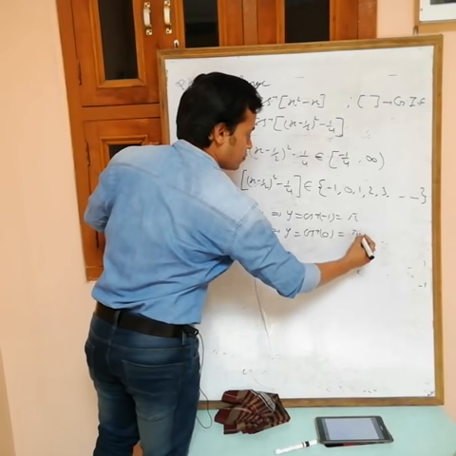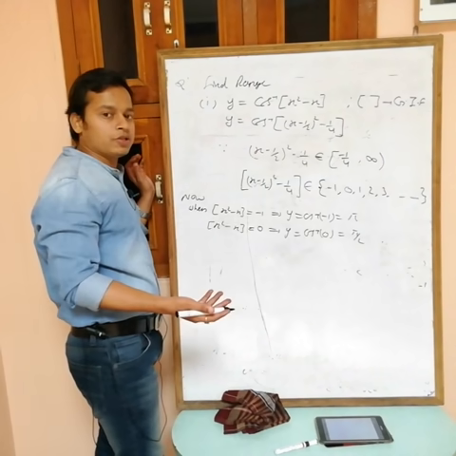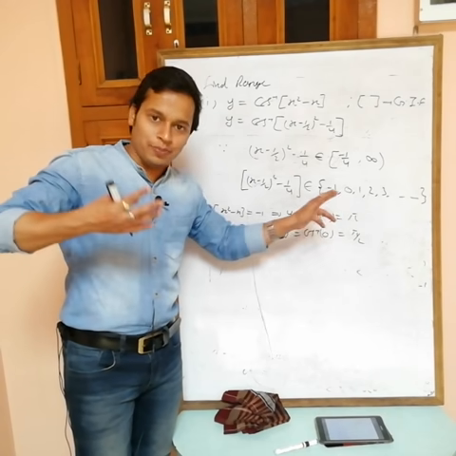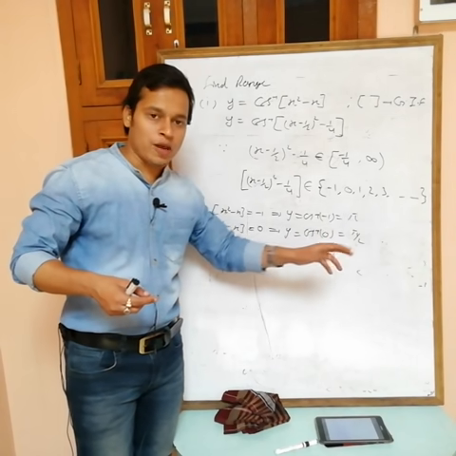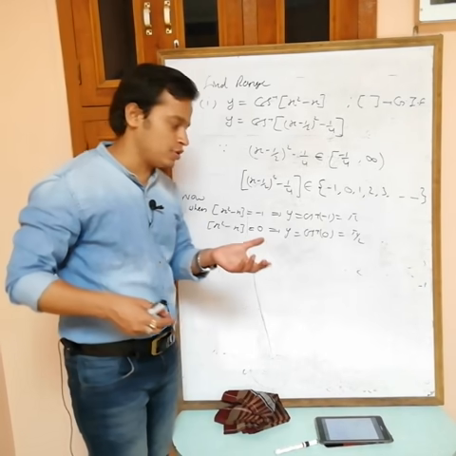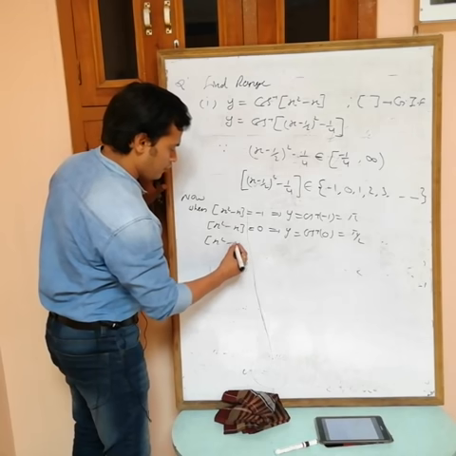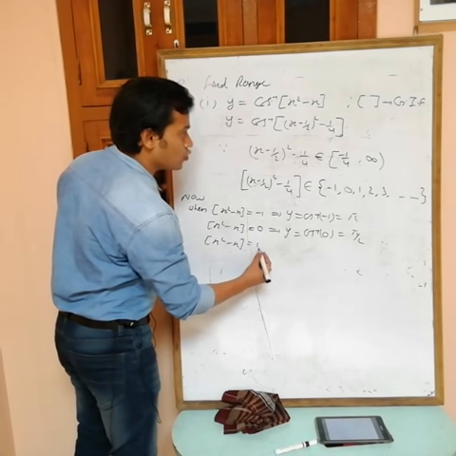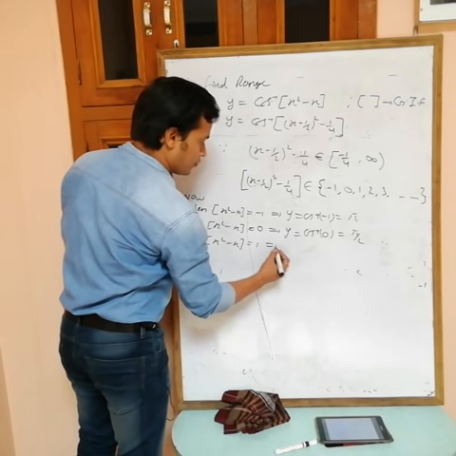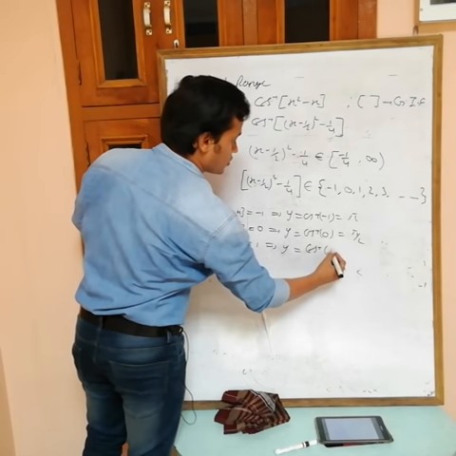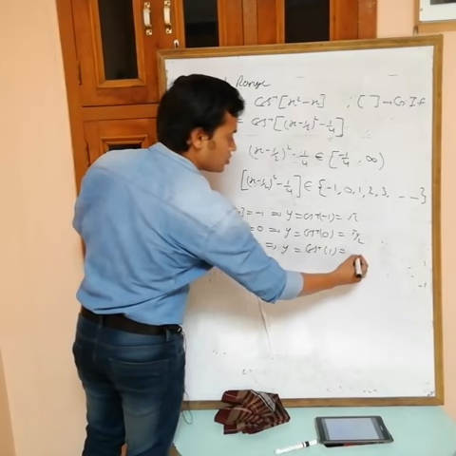Cos inverse 0 is pi by 2, because cos pi by 2 is 0. Cos inverse minus 1 is pi, because cos pi is minus 1. Okay. And x square minus x is equal to 1. Next value: if this is equal to 1, then put 1. Then cos inverse 1 is 0.